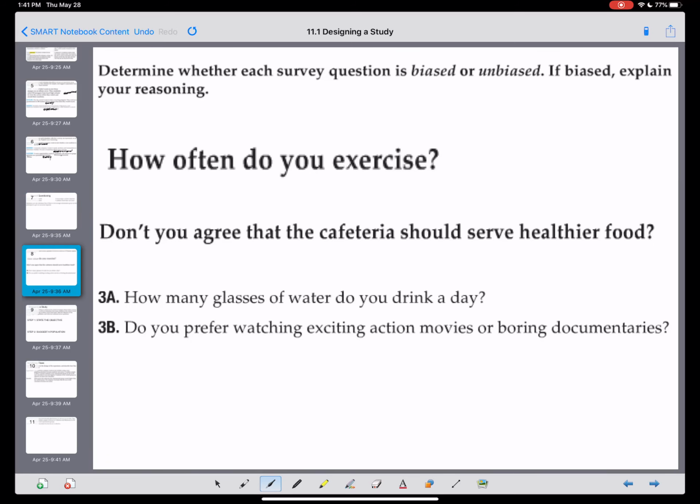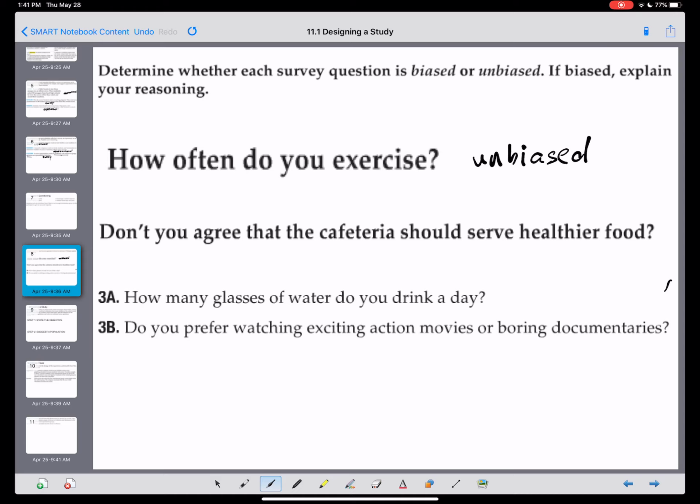So here are some examples. Determine whether the question is biased or unbiased. How often do you exercise? This is unbiased. There's nothing really there that affects you one way or another, right?